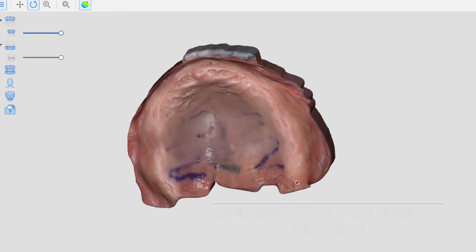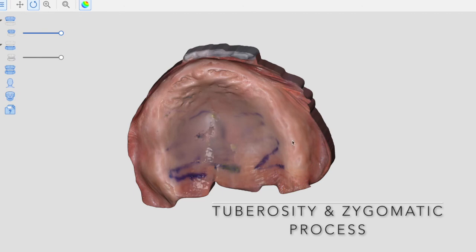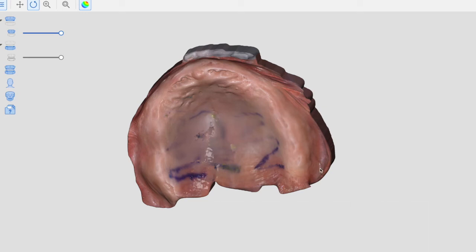Then, of course, we're going to look at the tuberosity and zygomatic process. So this again is the area that determines how thick the distal buccal corner of the removable prosthesis acrylic will be. The thickness will be determined by this area.